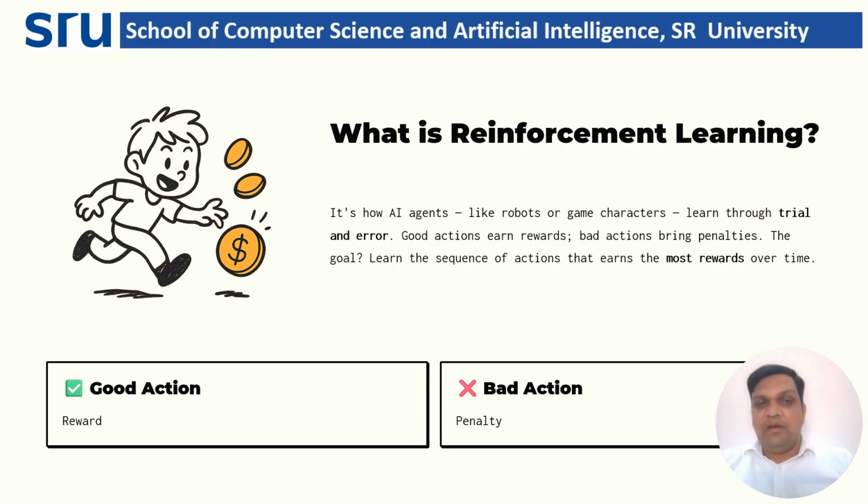Good actions earn rewards, bad actions bring penalties. The goal: learn the sequence of actions that earns the most reward over time. So we can say in reinforcement learning, this is how AI learns: through rewards for good actions and penalties for bad actions, like how humans learn through experience.